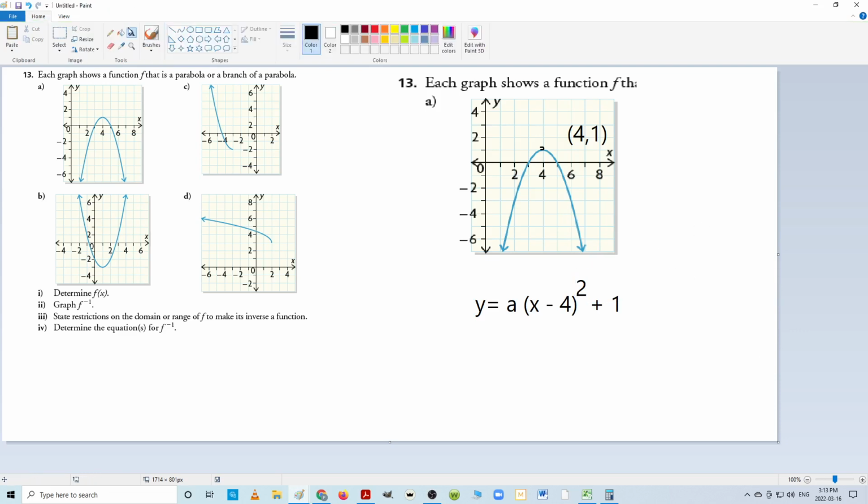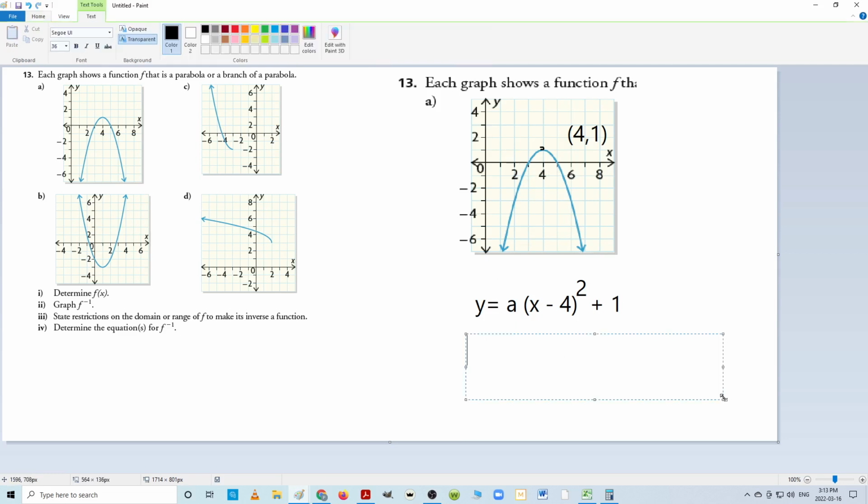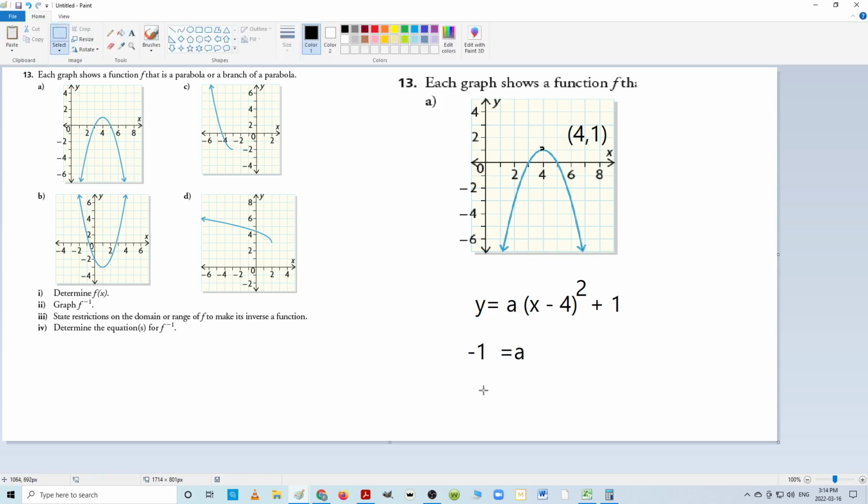But I can see some very clear points for the x-intercepts at (5, 0) and (3, 0). And either will be good. I'm going to use (5, 0). And that means y is 0 when x is 5. 5 minus 4, 1, 1 squared, 1 plus 1, which means a is equal to minus 1. So now I can put this back. Wherever I see a, I can just put this number. And I have the formula. Didn't take that long.